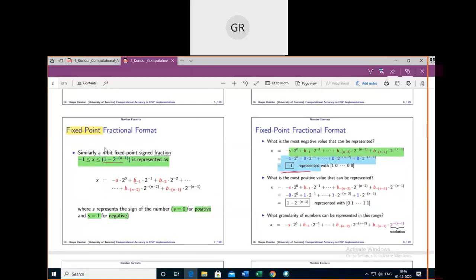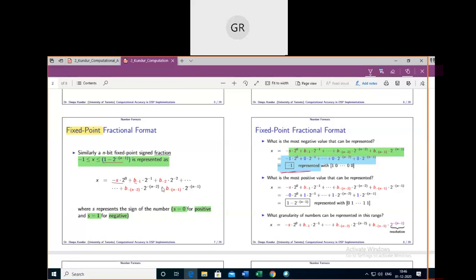Okay. See here. 1 divided by 4 is a positive value, right? If it is a positive value, then s equal to 0. Then here, what is 2 raised to minus 1? It is 1 divided by 2, that means 0.5. But 1 divided by 4 is 0.25, right? So the value is 0.25, that means 1 divided by 4.